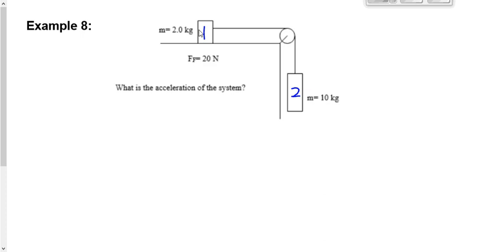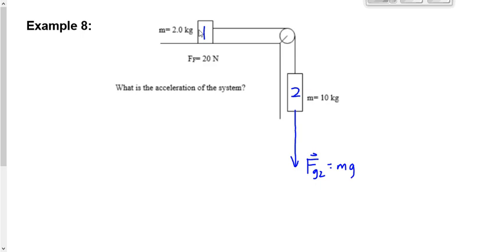We've got a force of gravity acting down on this 10 kilogram object, right? Let's call that F2, or you might want to call it Fg, whatever you want there. In fact, I'm going to call it Fg2, the force of gravity acting on object number 2. And the value of that is going to be m times g, right?